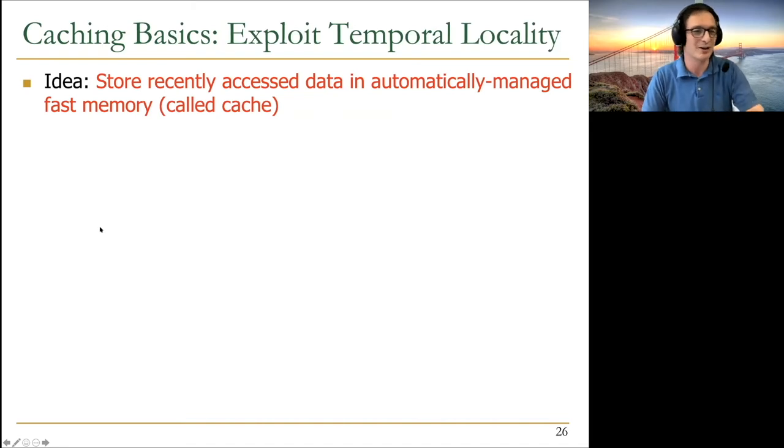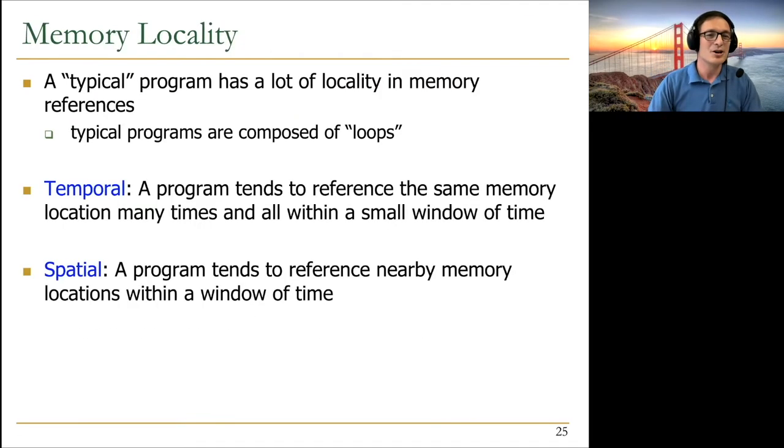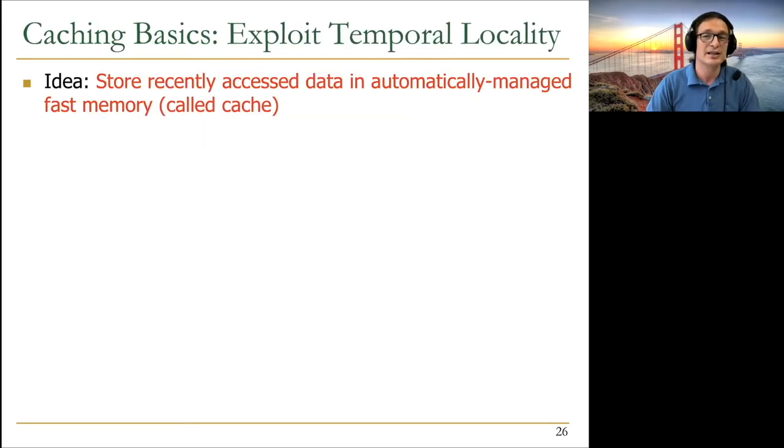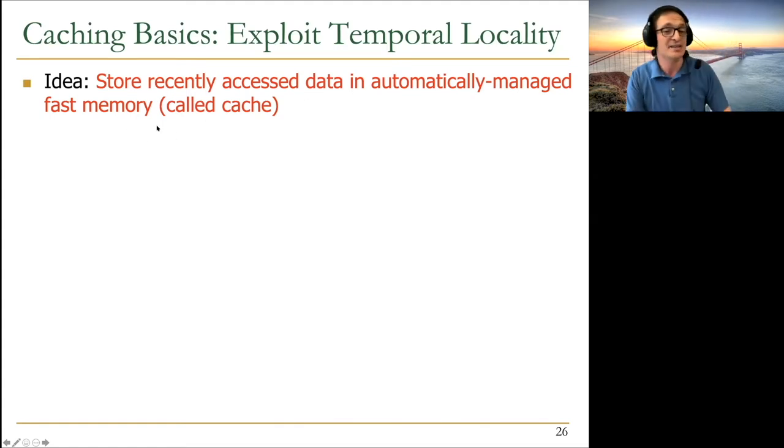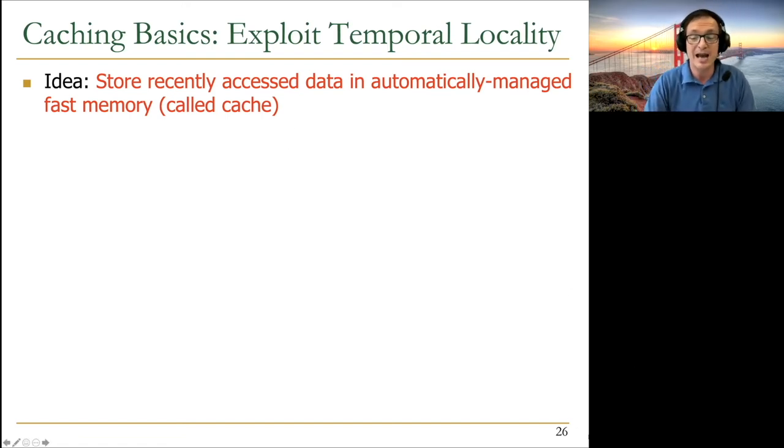Okay. I've already mentioned this, but I'm going to go through this again a little more formally. So caches exploit temporal locality. The key idea is to store recently accessed data in automatically managed fast memory, and automatically managed fast memory is called a cache today. We're going to talk about manual management also. There are manually managed memories as well, and we're going to get back to that.